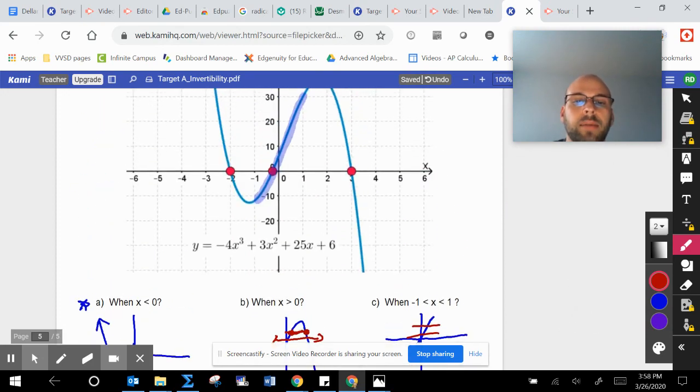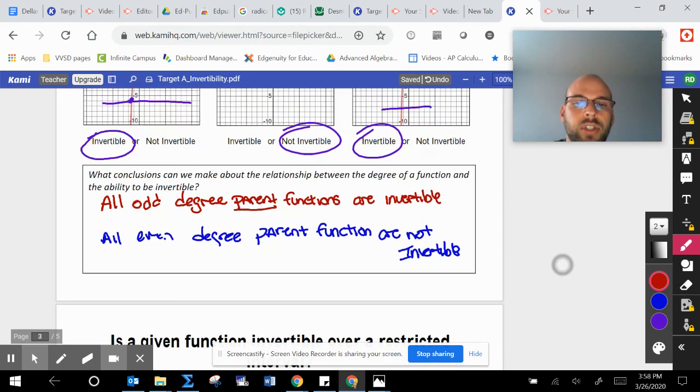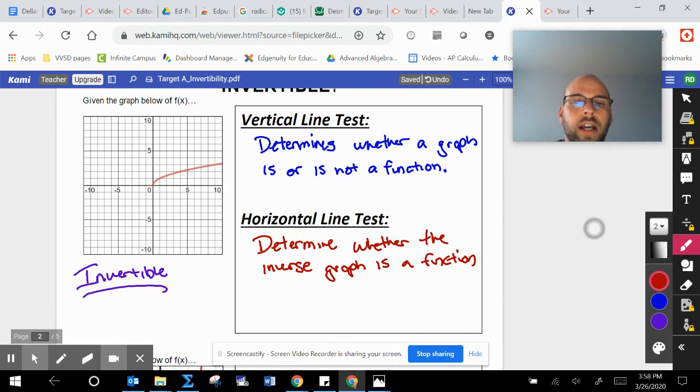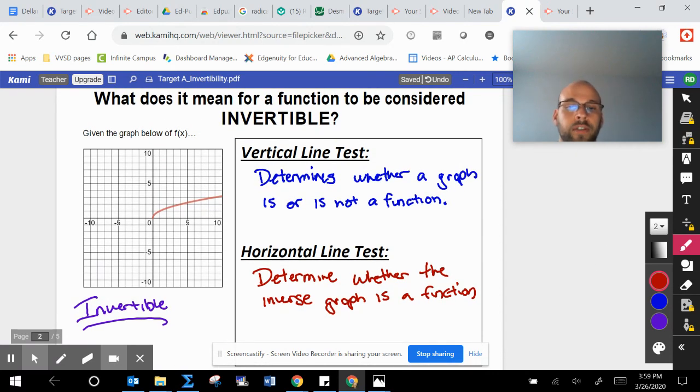Okay, so that's the last problem I have. Hopefully, just to summarize, you understand that in order to be invertible, a graph must pass both the horizontal and vertical line tests. A vertical line can only hit it one time or intersect with it one time. A horizontal line can intersect with your original graph only one time as well.